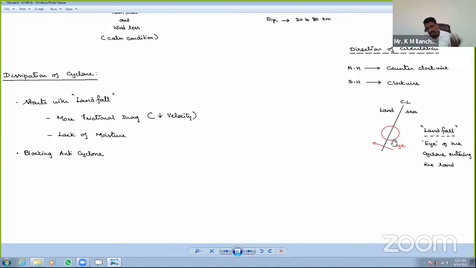So with the landfall, what will happen? The friction will increase. If the friction is increasing, the velocity will decrease. Simple. Correct. Similarly, my friend, when the cyclone enters the land, the supply of moisture will be restricted. Right? With a lack of moisture, the cyclone will not get intensified. Now it will slowly start dissipating. Right, my friend. So this is where we stopped in the last class.